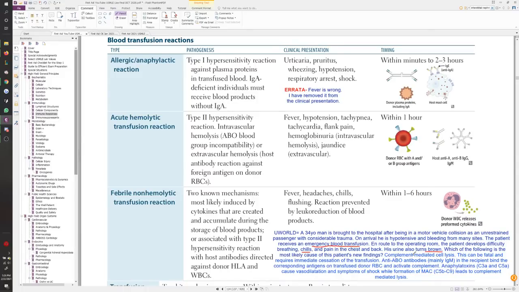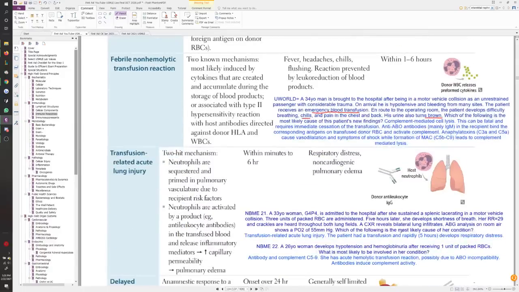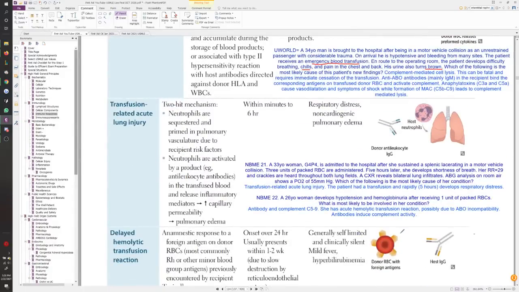Right? It's a pretty straightforward, open-and-shut kind of question. NBME loves this topic as well. Step 1 NBME loves transfusion reaction questions. This one here is a 33-year-old woman, G4P4, admitted to the hospital after she sustained a splenic laceration in a motor vehicle collision. 3 units of packed red blood cells are administered. 5 hours later, she develops shortness of breath. Her respiratory rate is 29 and crackles are heard throughout both lung fields.